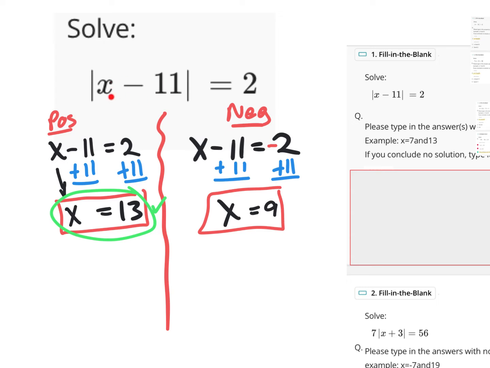9 take away 11. If you have $9 and you owe $11, you're still going to owe $2. So that's really a negative 2. Let me actually write that one down. So this right here is really, when I do it, negative 2 after plugging in a 9 right here. Okay, so I still have the absolute value of that negative 2. And if I did do the absolute value of negative 2, I really do get equal to 2. So that also works. So that guarantees us that both of these are our answers.